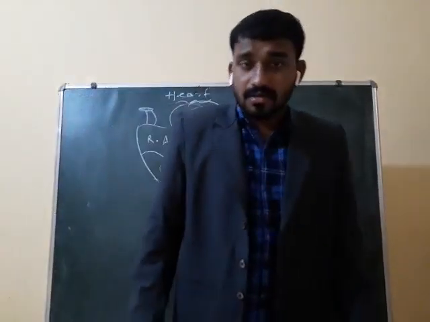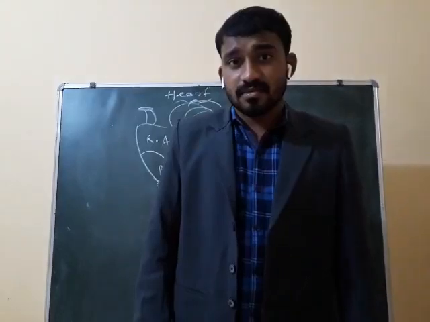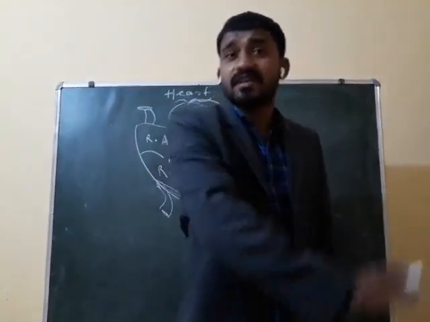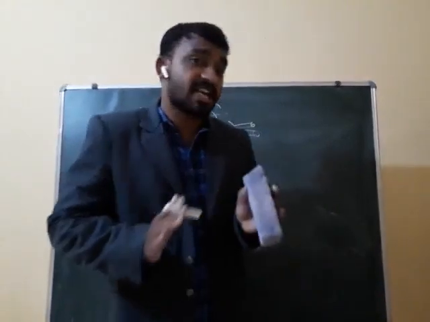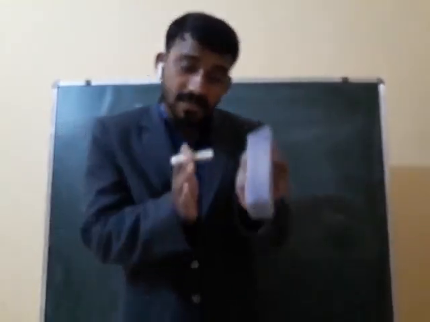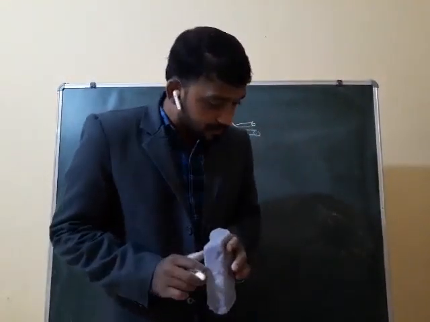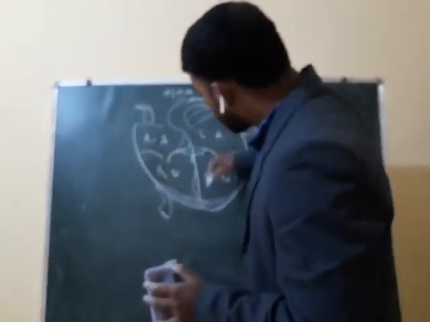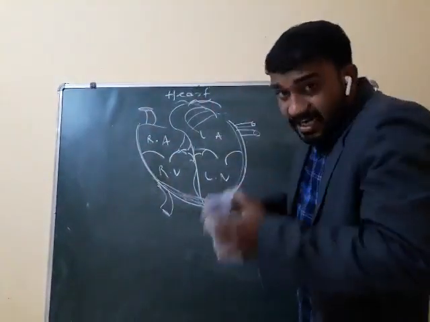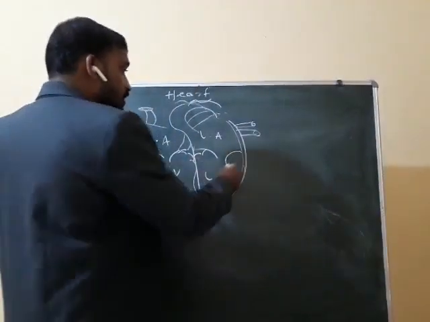Heart is a pumping organ which is present slightly left side of the body, left side of the chest cavity. It is not present fully left side. It is just present slightly left side in the chest cavity. It is a muscular organ, double wall muscular organ. The double wall is called what? Pericardium.